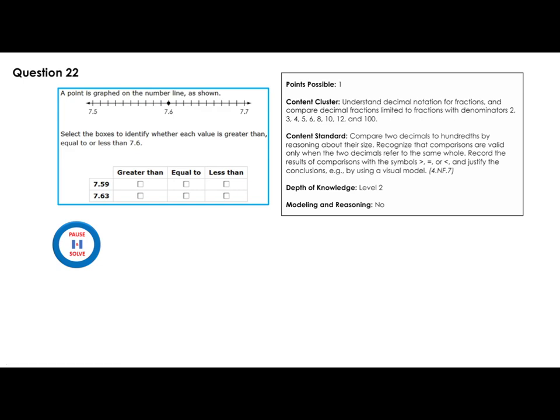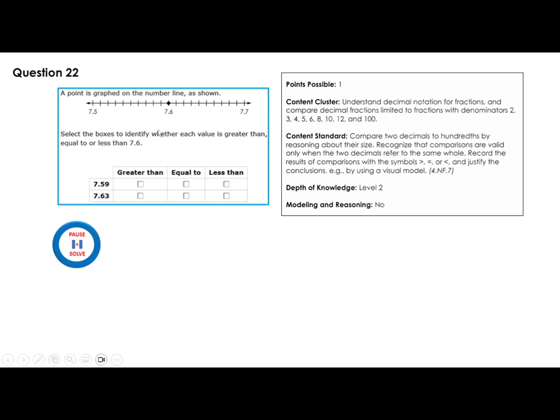A point is graphed on the number line as shown. This is the point right here. Select the boxes to identify whether each value is greater than, equal to, or less than 7.6. You want to look at these numbers here to see whether they are greater, equal, or less than 7.6.